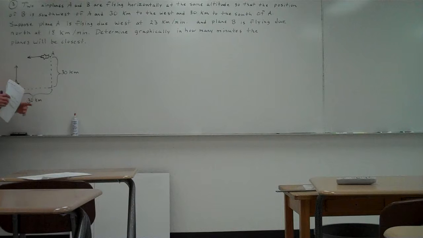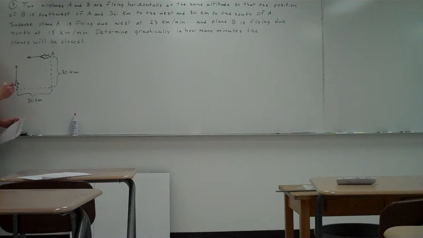So this is a top view. You're looking top down, or maybe you're looking straight up, and you can see these planes flying. They're flying at the same altitude, so we're hoping they're not going to crash here. All right. Plane A is going 23 kilometers per minute. Plane B is flying due north at 18 kilometers per minute. Determine graphically in how many minutes the planes are going to be the closest.